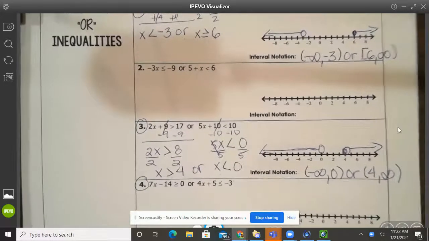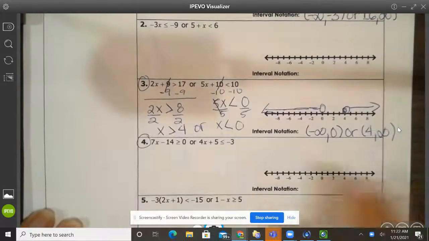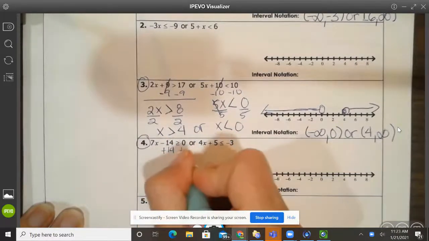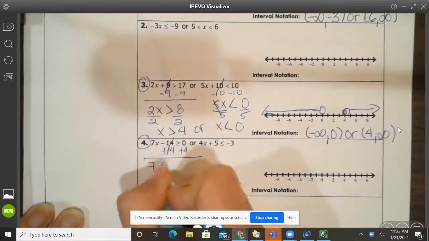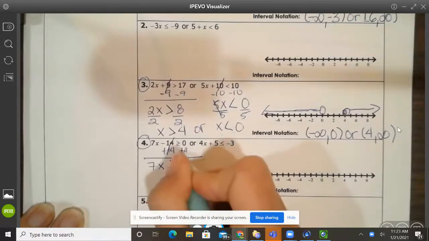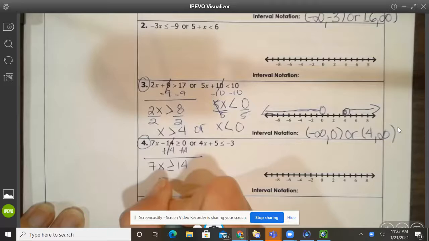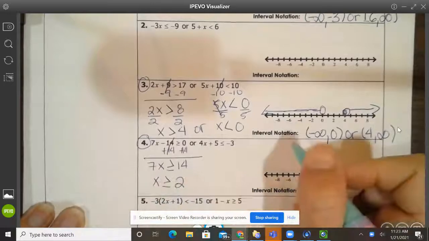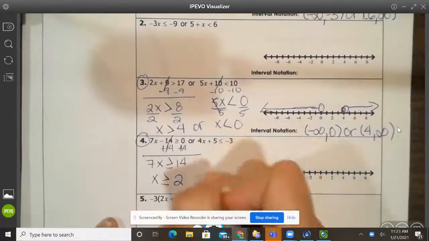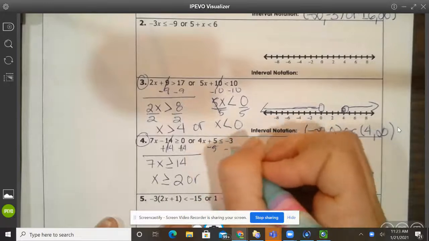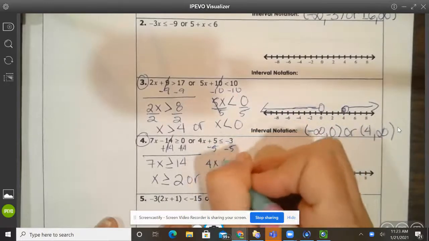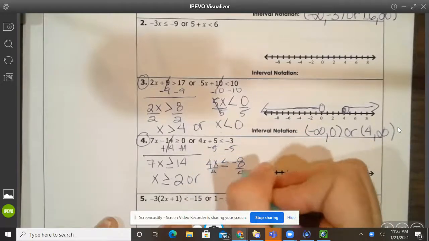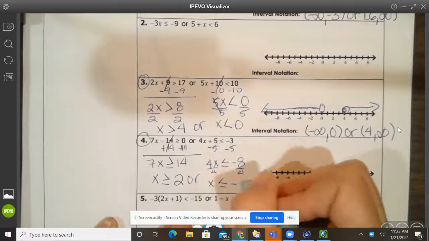Okay, let's do one more on this side here, and then we'll start with the end ones. So plus 14, that goes away. 7x is greater than or equal to 14, and then you divide by 7, so x is greater than or equal to 2, since 14 divided by 7 is 2. You don't divide by 2, you divide by 7. All right, or we have minus 5, that's 4x is less than or equal to negative 8. Then you divide by 4, and x is less than or equal to negative 2.